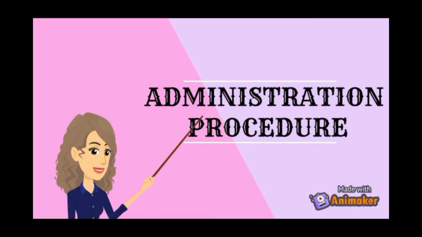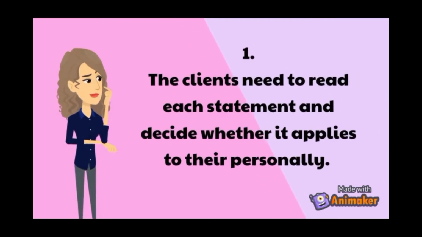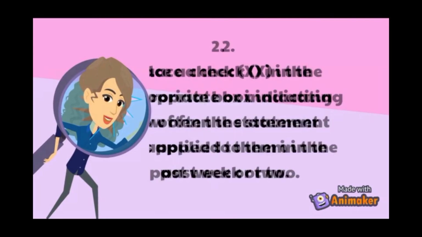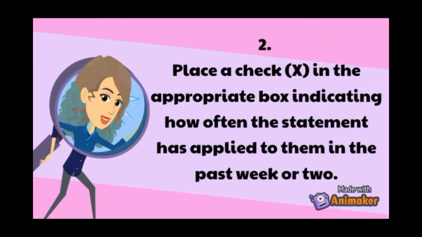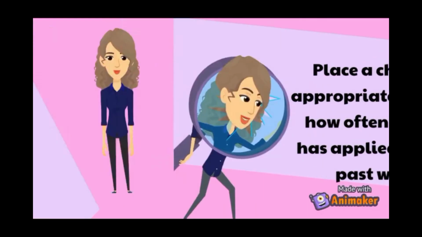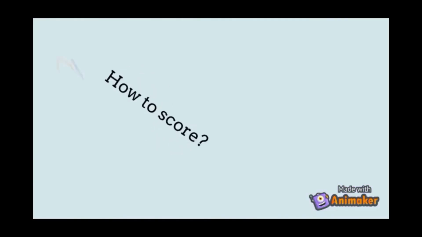Herth Hope Scale or Index is self-administered. For administration, clients need to read each statement and decide whether it applies to them personally. Then, the clients need to place an X in the appropriate box indicating how often the statement has applied to them in the past week or two. This self-administration takes only about 5 to 10 minutes.